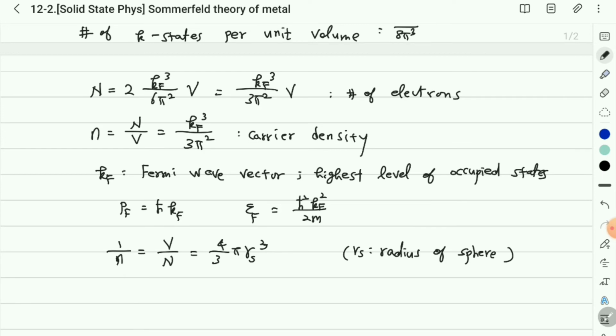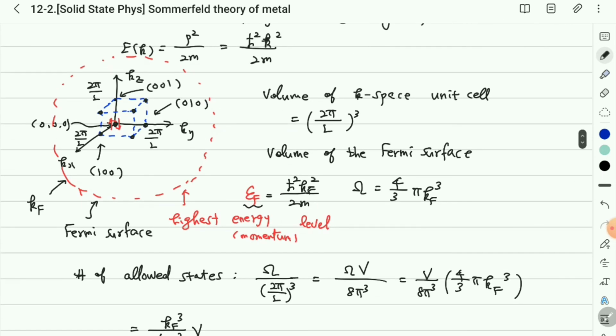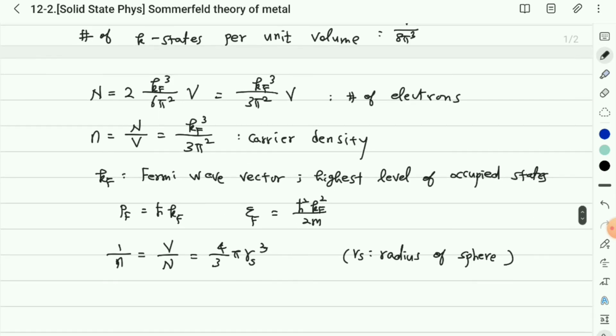Because here in K space, this Fermi surface is in momentum space. This can correspond to a real space volume, and real space may also have a spherical volume, a sphere, which can be written with radius Rs. Therefore, it is the volume of the real space sphere, and this can be written down as follows.